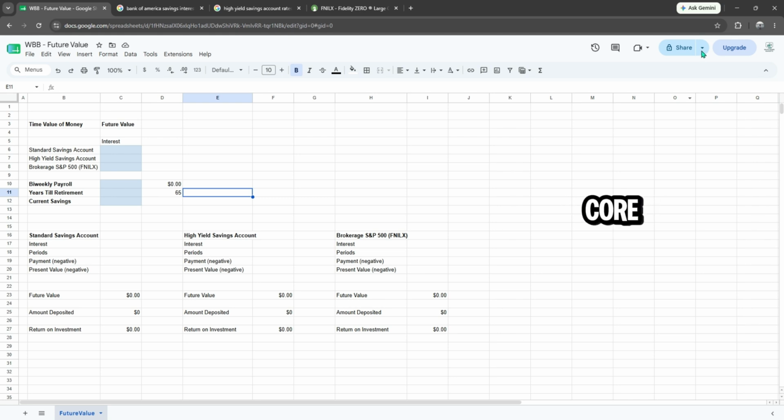That's pretty much the core principle of what we're going to be discussing today: using the power of $1 raised to an interest rate over time equals a total amount of money.